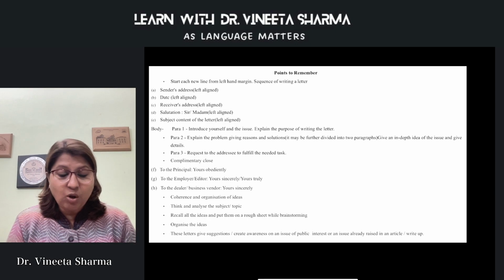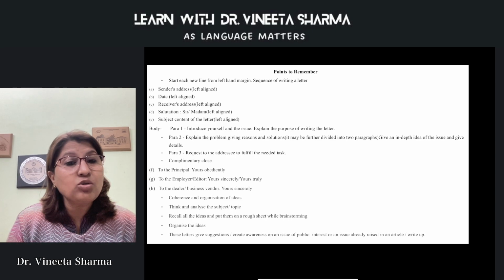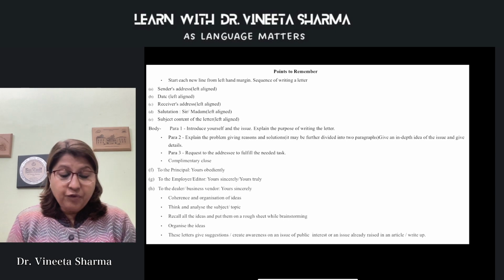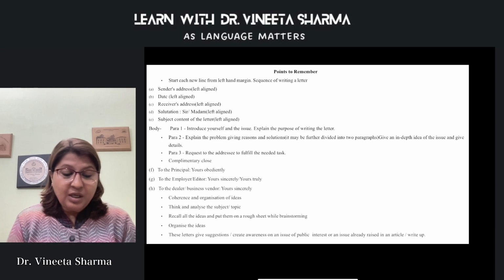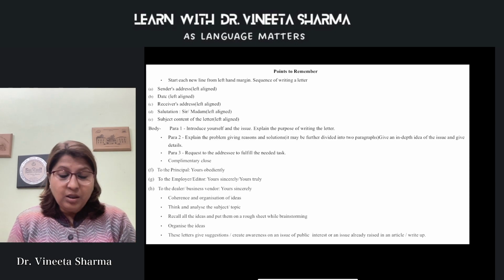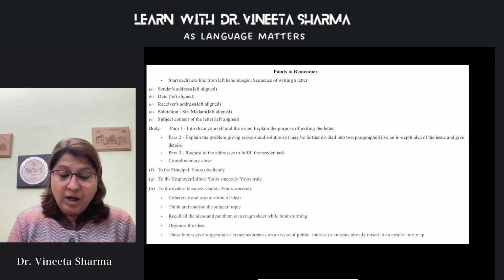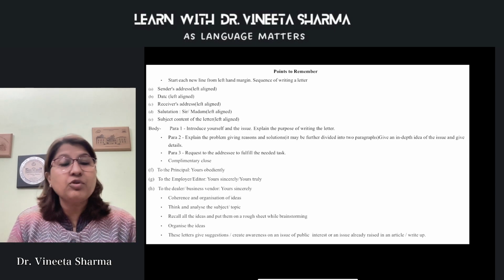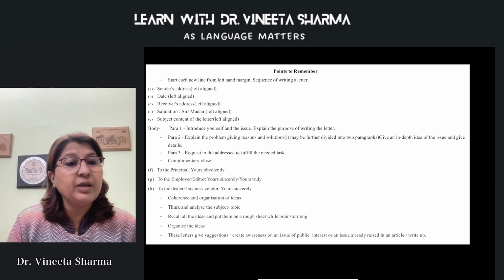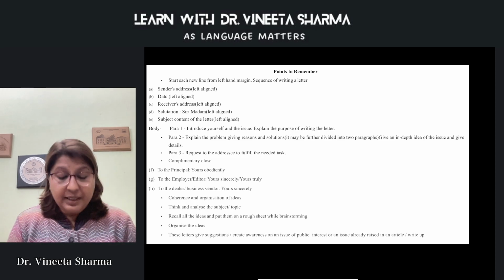Then of course there is a complementary clause, and you see what kind of complementary clause you are supposed to give. If for example you are writing to the principal, you always use obediently. If you are writing to the employer, in a job application, or even if you are writing to the editor, you have to use truly. But if you are writing to some business vendor, you have to use sincerely. This is how complementary clauses are given to a letter.